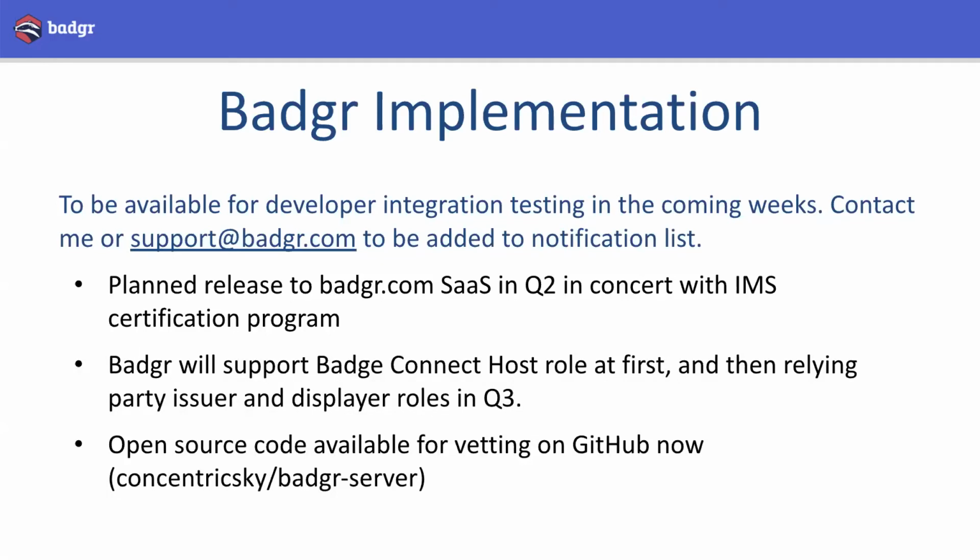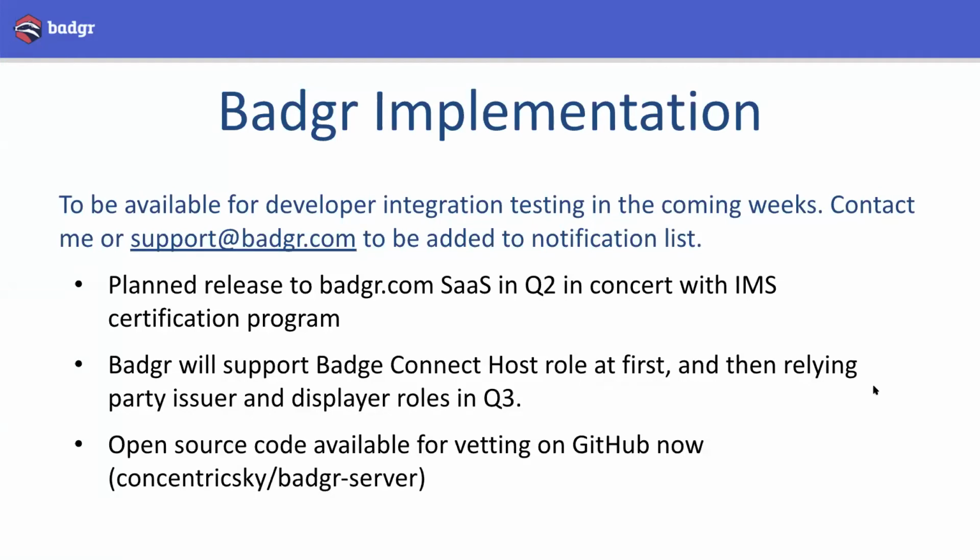And then later on, we will support the relying party issuer and displayer roles for various different purposes that make sense within our application. So when you earn a badge from an issuer who's using Badgr, you'll be able to push that, accept that into your own Open Badge host as well. And that'll be a little bit later in Q3 sometime. I'll try and make it done as soon as possible.